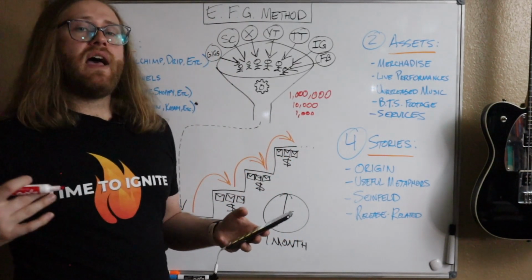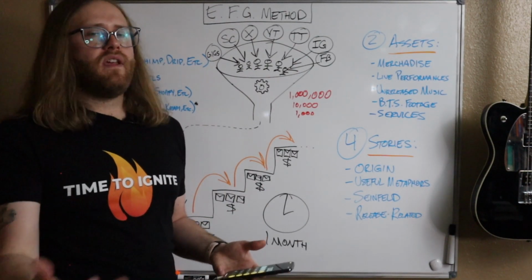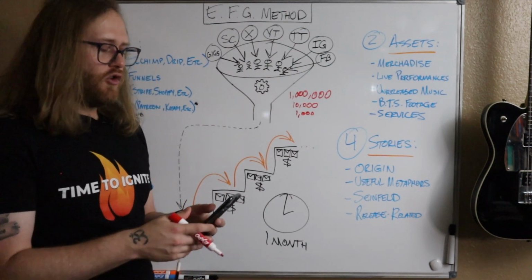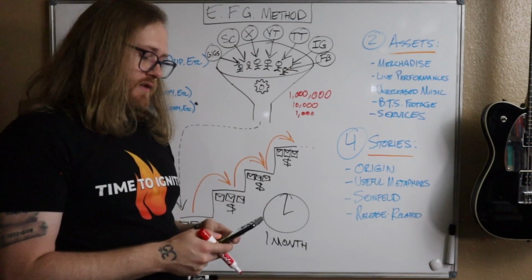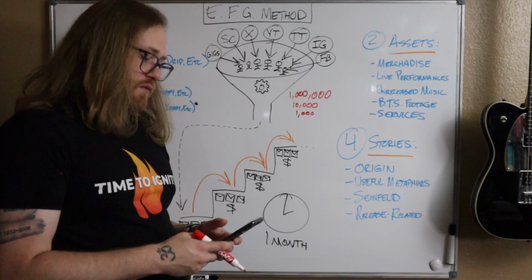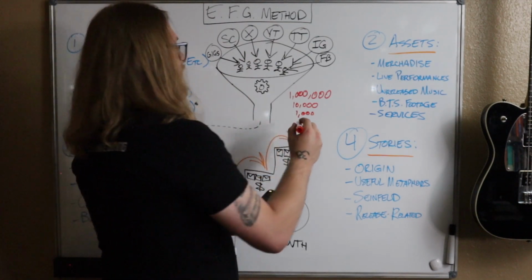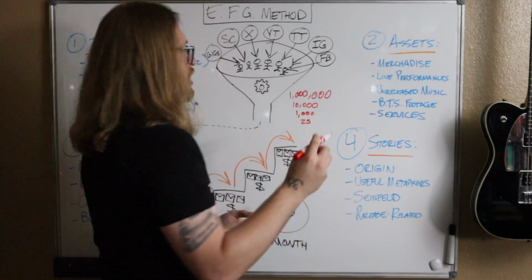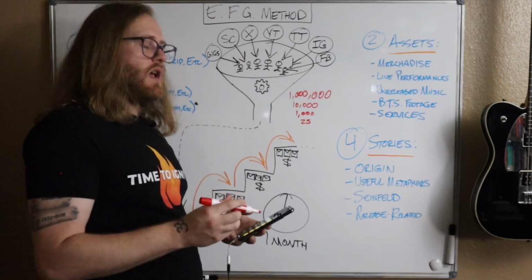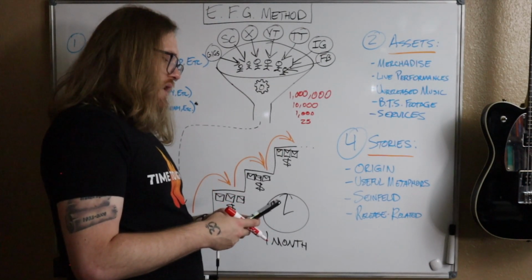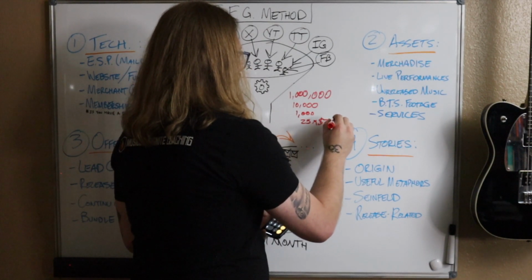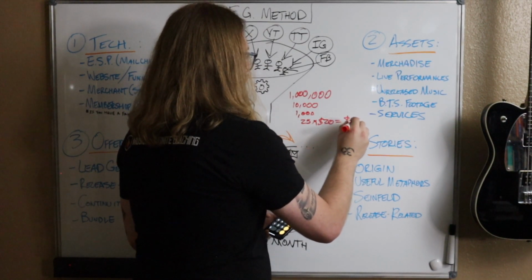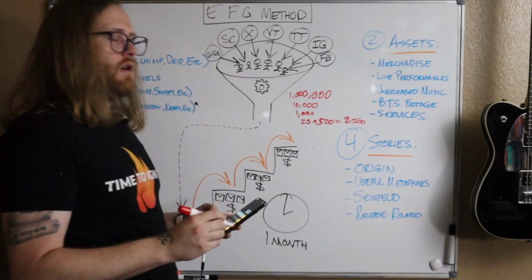So now 1,000 people have opened the email, but not everyone that opens is going to buy it. So let's assume a conversion rate of like 2.5%. So you have 1,000 times 2.5%. That's 25 people who purchase. But what if the offer is $20? Well, if that's a $20 offer, that's $500 right there.